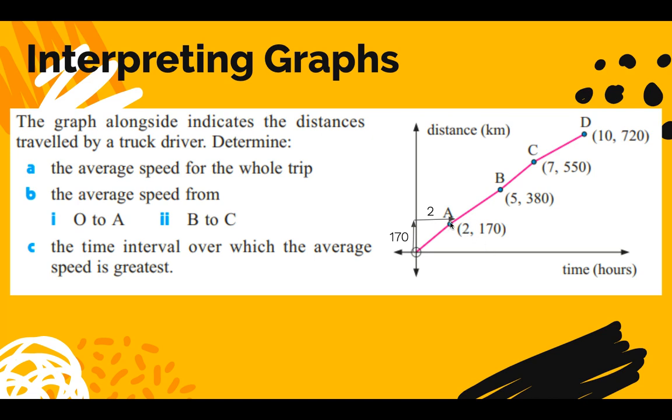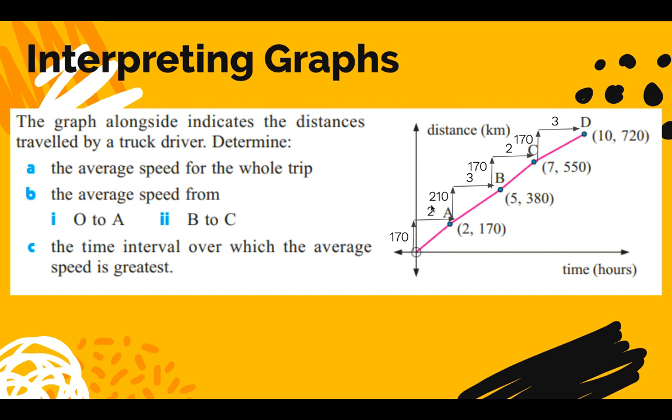Again, I'm going to do that from A to B. I'm going to rise from 170 to 380, and I'm going to run in the x direction from 2 to 5. So 2 to 5 is an x direction of 3, and the difference between 380 and 170 is 210 units. I'm going to do that again from B to C. So the difference between 550 and 380 is 170, and the difference between 7 and 5 is 2. I'll do that one more time. The difference between 720 and 550 is a difference of 170 units, and the difference of 10 and 7 is a difference of 3 units.